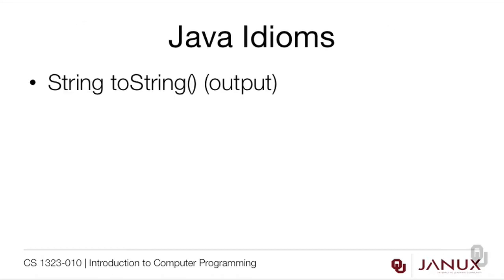We also need to consider our Java idioms. We'll need a toString method, and that's going to create a string. So that's how we'll do output from this set. Notice that we're not putting in anything that prints to the command line. Because those things tend to be very specific to a particular program, we don't want to use those when we're trying to create reusable sets.